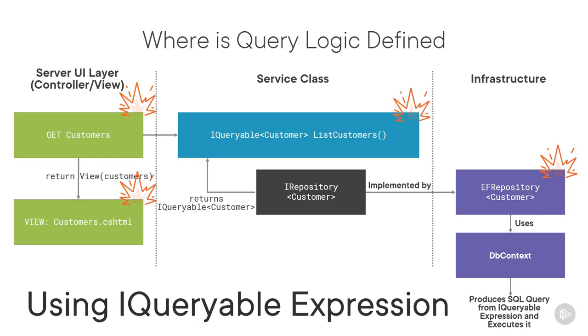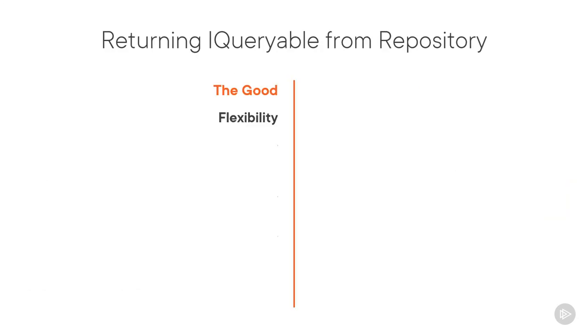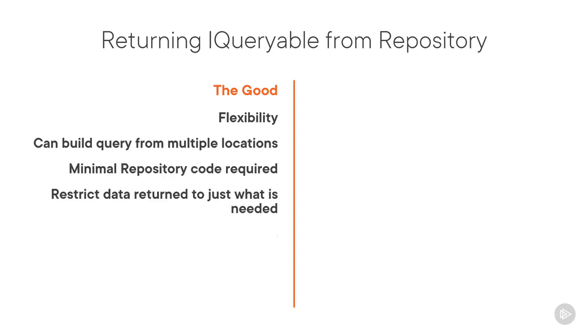So is this a good thing or a bad thing? Well, on the plus side, we'd get a lot of flexibility without having to write a lot of code for our repository. We're also able to tailor the data we need to the specific place it's used, and even modify the query from multiple steps in the app. At the same time, we get to reuse a simple repository interface everywhere in our app.